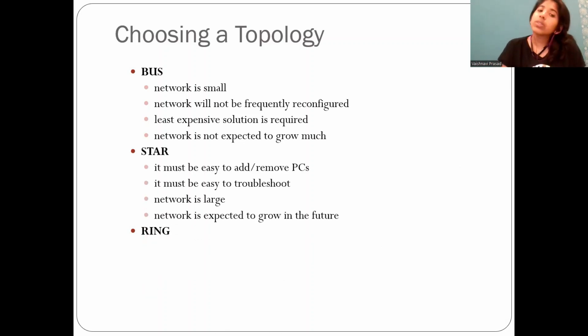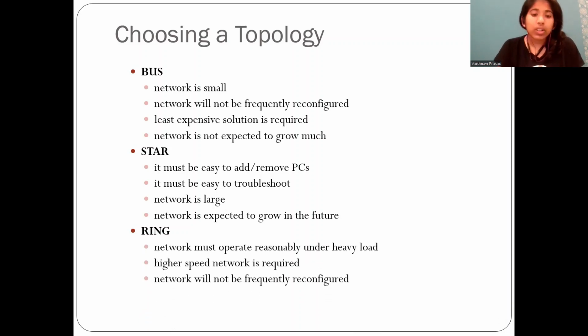And then star. Why do we go for star? It must be easy to add or remove pieces. In star topology, it's very easy to add or remove the pieces or the nodes connected, because only the central hub plays a major role. The cabling goes only to its ports, and hence if one component goes down, it's easy to remove that component because it's connected to only that hub or switch. And it doesn't affect the network at all if one of them is disrupted. It must be easy to troubleshoot, and it is easy to troubleshoot. The network is large and is expected to grow in future.